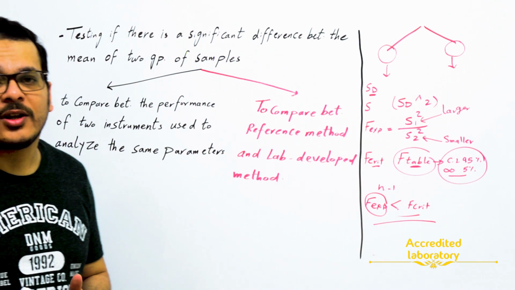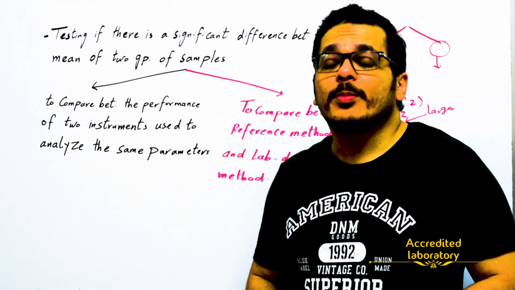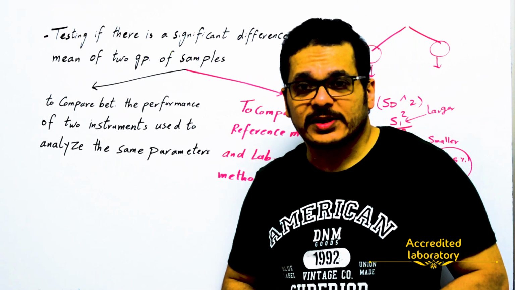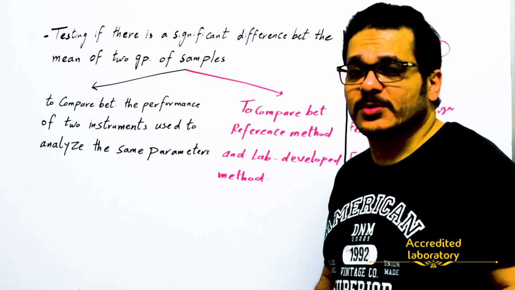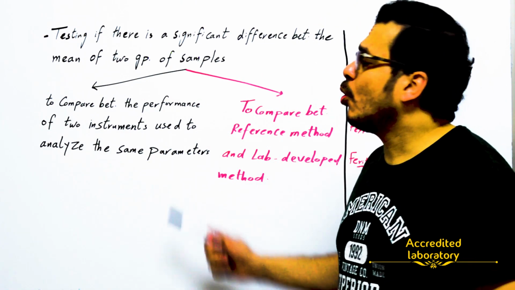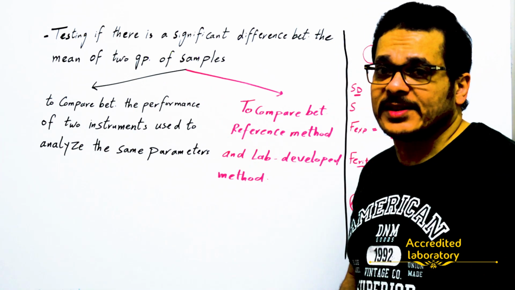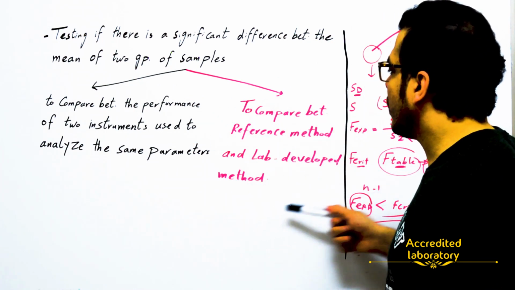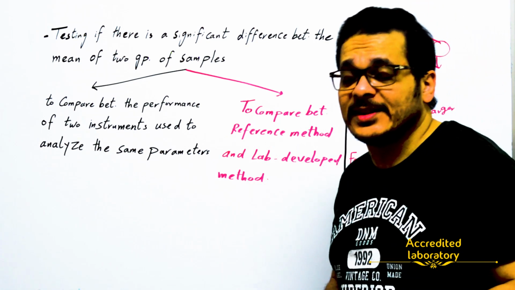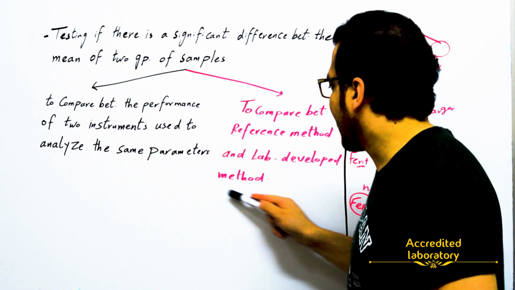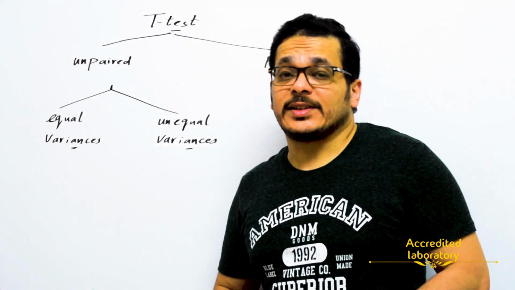But today, inshallah, our lecture will be about the T-test. The T-test is used to compare the means of two groups of samples. So it is used to test if there is a significant difference between the means of two groups of samples, to compare the performance of two instruments used to analyze the same parameters, or to compare between a reference method and a lab developed method, which is developed and validated inside the lab, to ensure that you can get accurate and reliable results using the lab developed method.